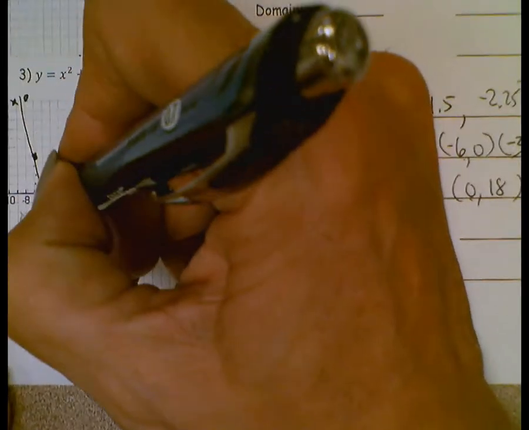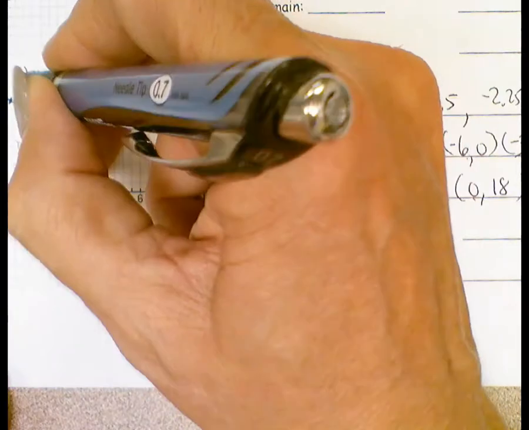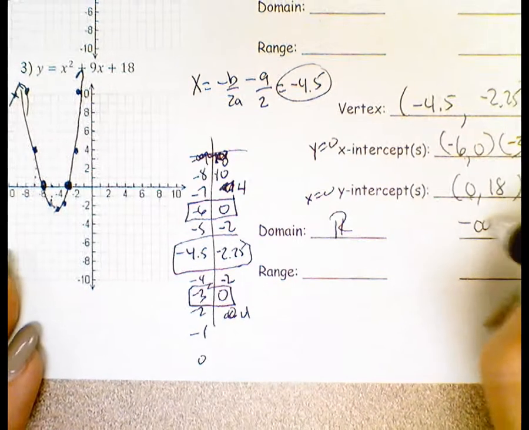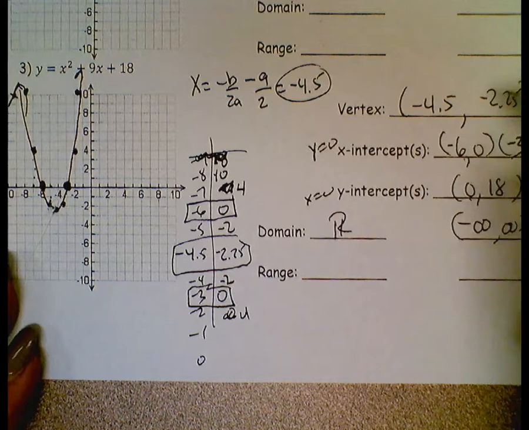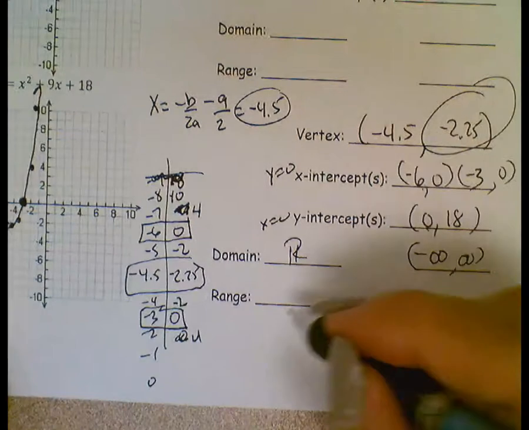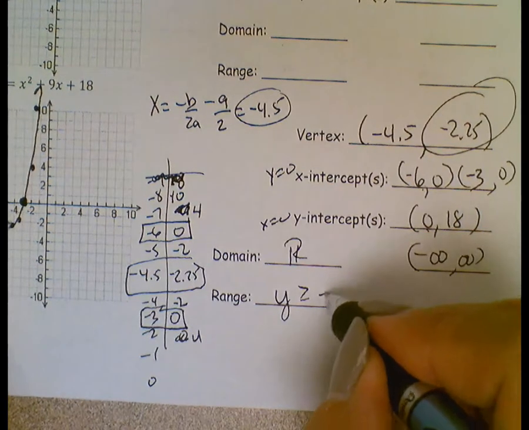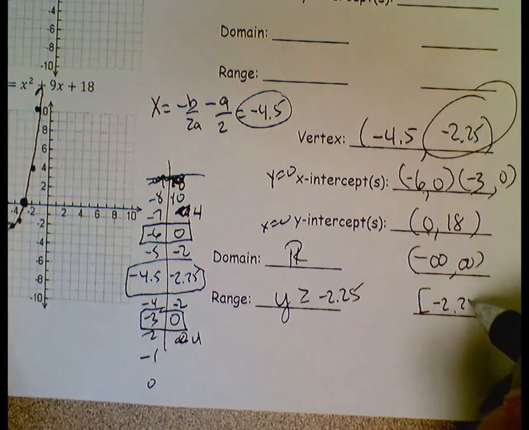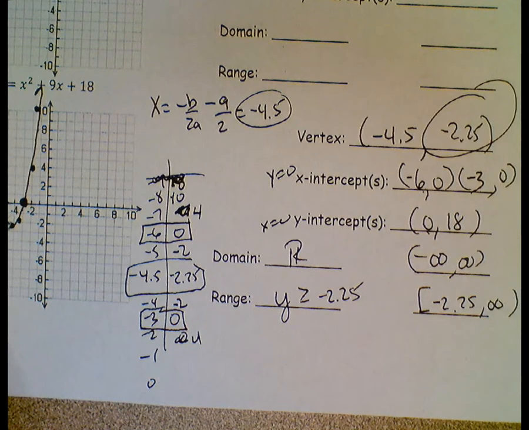Graph this. Make sure it looks nice and smooth, hitting the right points. Your domain is all real numbers, -infinity to infinity. Take that y-coordinate from your vertex, and the range is all the y's greater than or equal to -0.25, which is a bracket, -0.25 to infinity. That's your range.